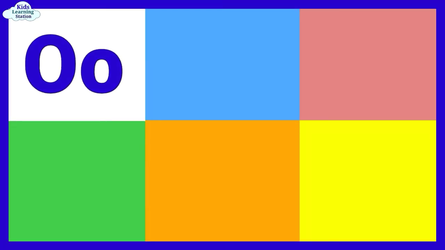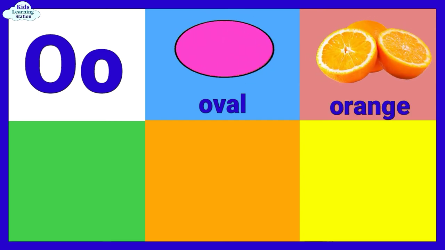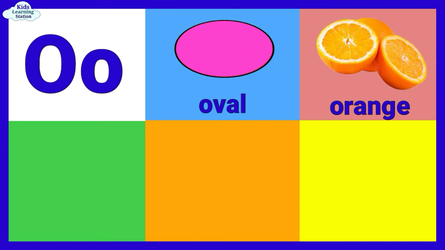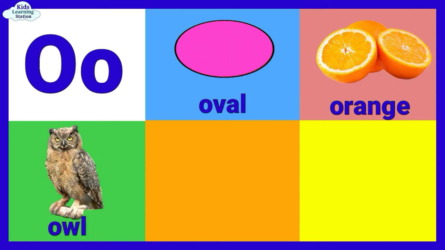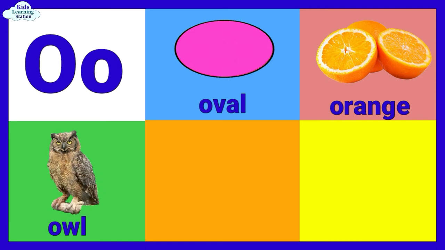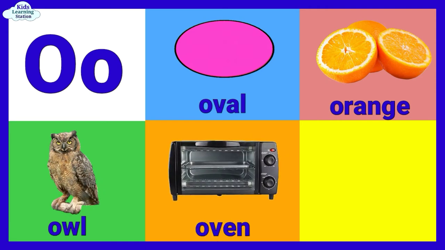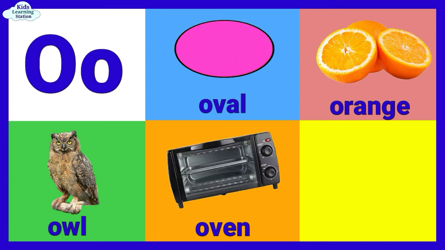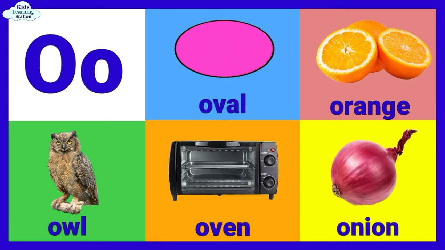O is for oval, oval. Orange, orange. Owl, owl. Oven, oven. Onion, onion.